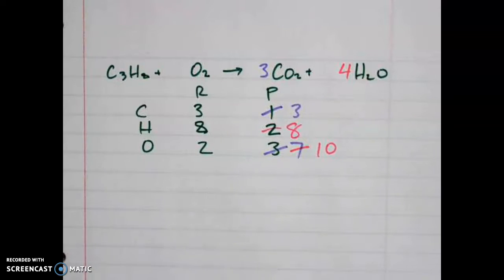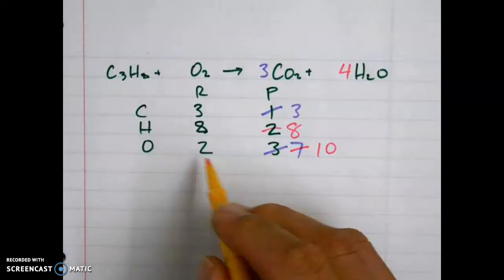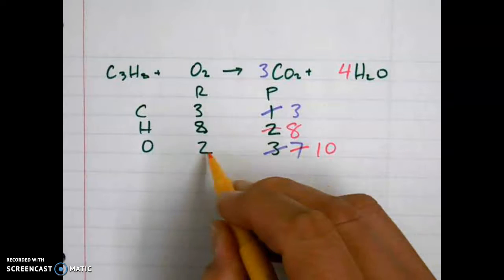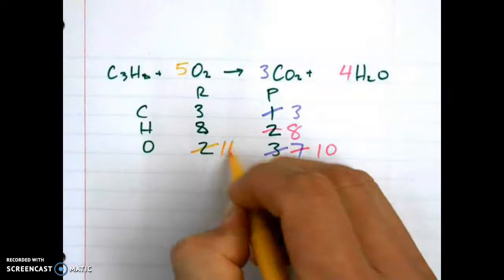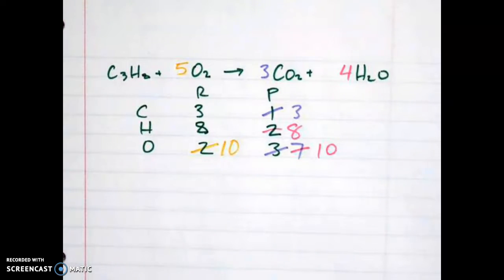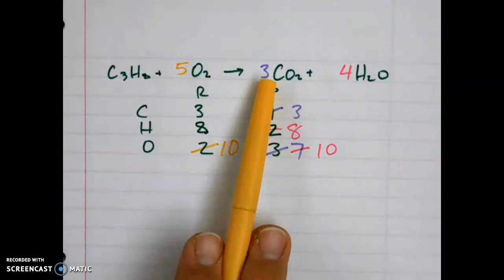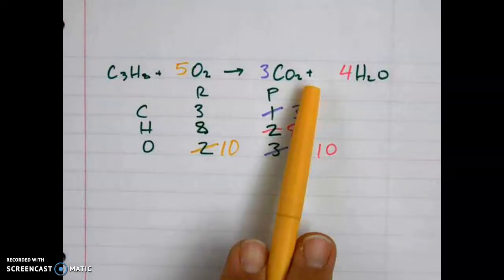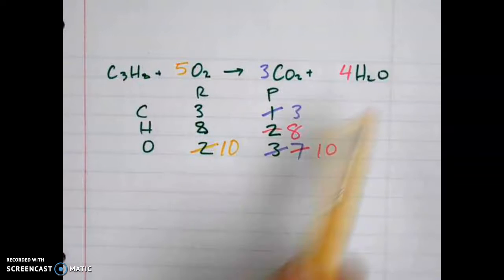And then my last step, my C's are balanced, my H's are balanced, my O. My oxygen, I am going to need 5 of these in order to make 10 of these. And then we're done. Check to make sure everything's balanced. We have C3, O10, 6 plus 4, and we have 8 hydrogens, 8 hydrogens.